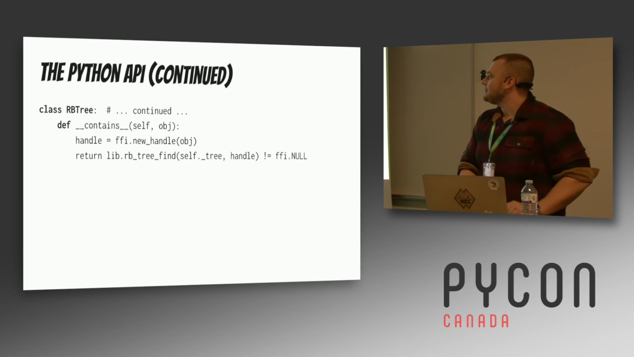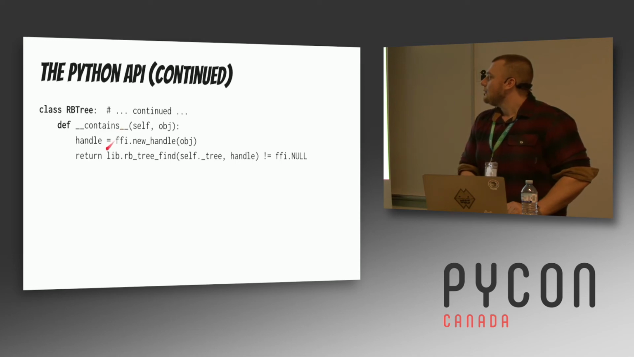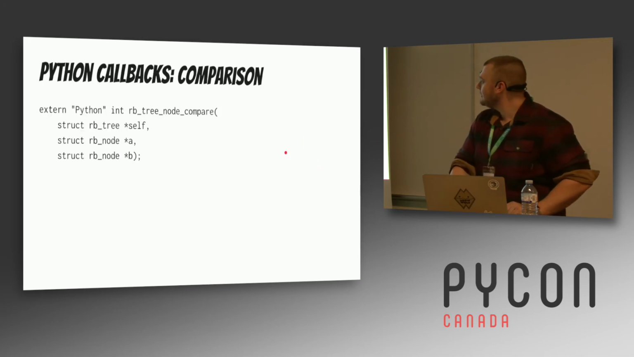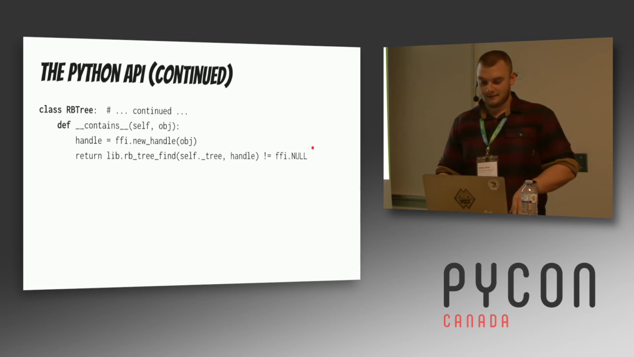Finally, a really simple one is contains. So what we can do is x in the tree. We just get a handle to the object, and we just return the result of calling this not null, right? Again, this is an exported function from the library. And FFI.NULL is a handy sentinel value that we can use to check for that.